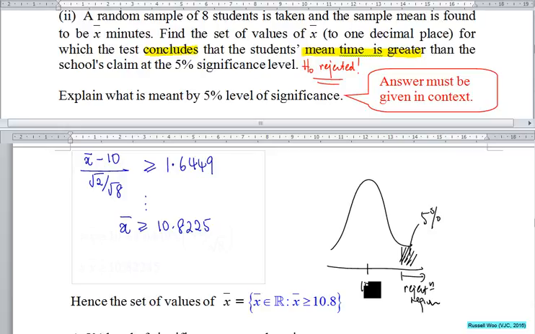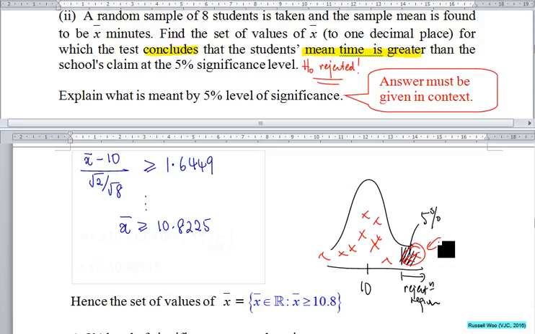So therefore, 5% level of significance is the probability that H naught is rejected if H naught is indeed true. That means making a wrong conclusion. Follow? It is the probability that you end up with an x bar here, even though the mean is indeed 10. Because you do many tests, 1 test, 2 tests, 3 tests, 5% of the time you will end up here. If you end up here, you arrive at the wrong conclusion.